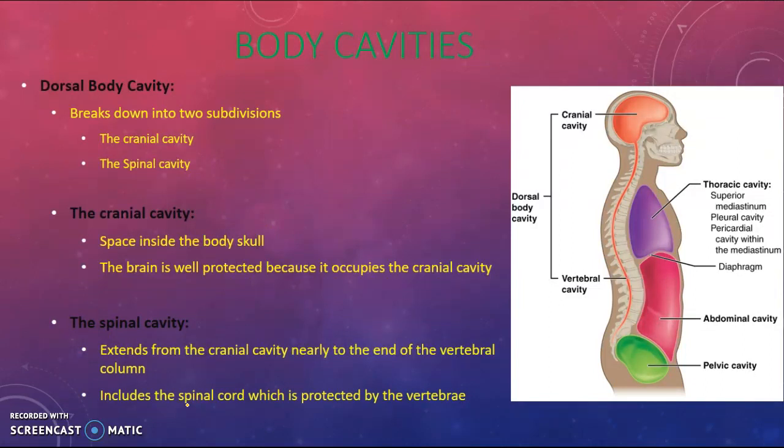So the dorsal body cavity is the first one that we're going to talk about. It's the smaller of the two body cavities, the ventral being much larger. The dorsal body cavity is going to break down further into the cranial and spinal cavity. So if we look here, we're looking at our dorsal body cavity. That's going to divide into the cranial, which is where our brain is going to be housed. And then the vertebral cavity is going to extend basically all the way from the base of the skull down to the bottom. That is where our spinal cord is going to be held, and it's protected by those vertebrae.